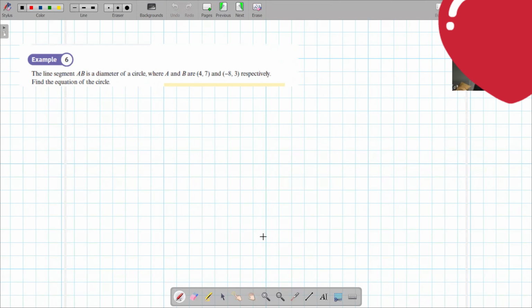The line segment AB is the diameter of the circle where A and B are these points. Find the equation of the circle. The diameter is given and you are asked to find the equation of the circle. I cannot draw it now.